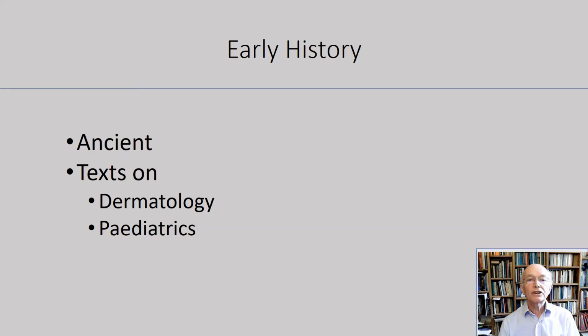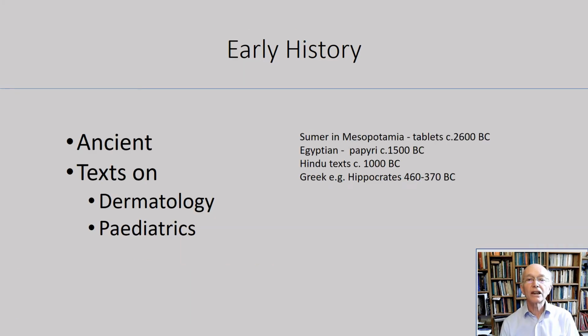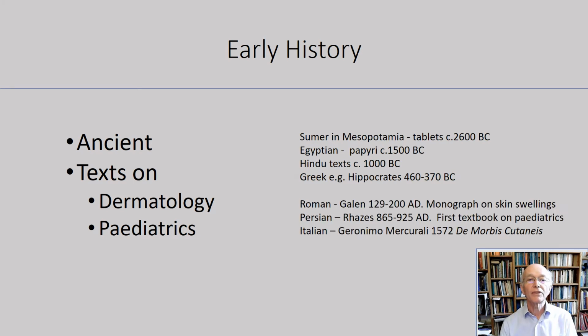The earliest record of skin conditions and their treatments is on clay tablets recovered from the ancient city of Sumer in Mesopotamia, and there are descriptions of impetigo and vernix caseosa among others. Early Egyptian, Hindu and Greek texts also demonstrate that skin diseases were being recognized. Moving on to Roman times, Galen wrote a text on abnormal swellings in the skin. The Persian physician Rhazes wrote the first book on diseases of children and included eczema. In the 16th century, Mercurialis' de morbis cutaneis is regarded as the first scientific approach to skin disease.